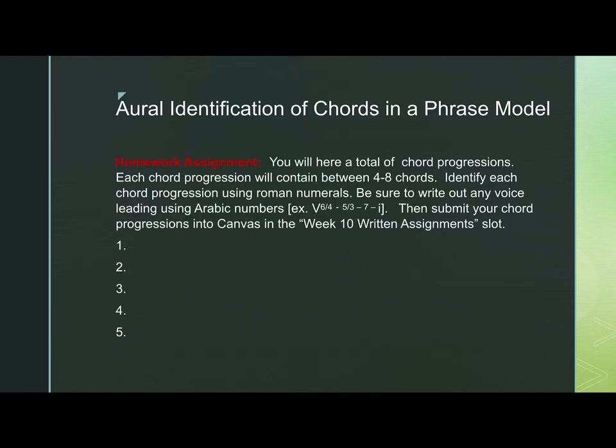Here is some homework. You will hear a total of 5 chord progressions. Each chord progression will contain between 4 and 8 chords. So identify the chord progression that I am playing using Roman numerals. Now also be sure to write out any voice leading using the Arabic numbers for the melodic motion. So example, if we go like 6/4 to 5/3 and add a 7 to it, then you would write that in like that, okay? Here we go. Number 1.